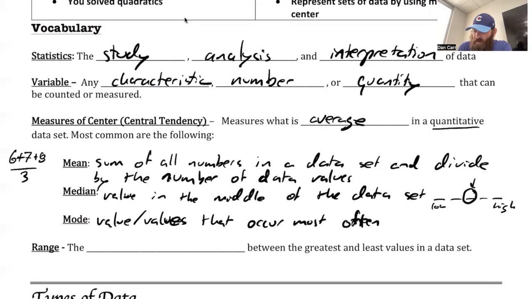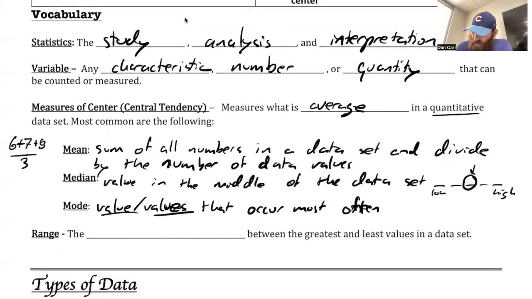Now I said value or values because you can actually have more than one mode depending on your data set. So if you have a tie, so let's say your data set is 3, 3, 4, 4, 5, 6, 7, 3 and 4 are both going to be considered a mode. Or I can also have no mode. If I have 3, 4, 5, 6, 7, there's no repeating values, there is no mode there. So you have to have at least one repeat, and it's whatever has the most repeats.